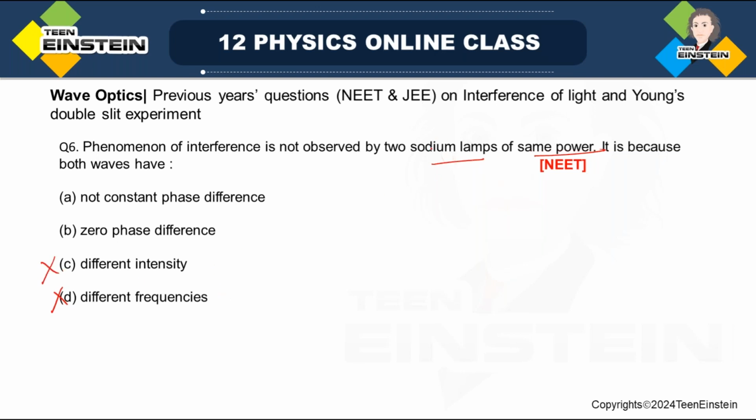Frequency will not be this different because the sodium lamps have energy levels, right? So the light we get is from the same jump of the electrons. That's why frequency cannot be different, and also intensity cannot be different because they have been given the same power, the same flux of electrons, so light or photons will be generated.